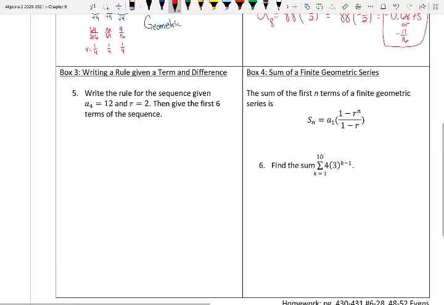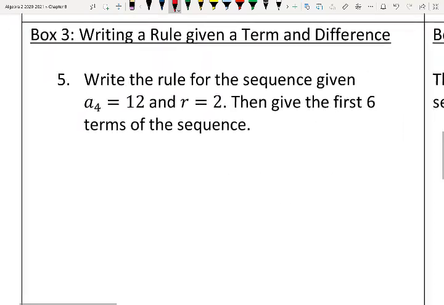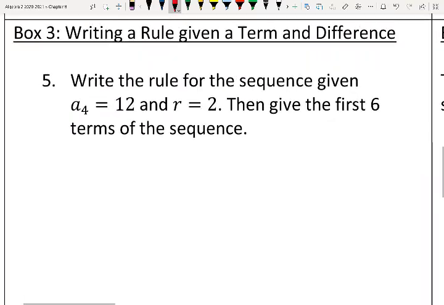All right, over here to box number 3. Box number 3, very similar to box 3 yesterday. We are now trying to write the equation of our sequence, our rule for the sequence, given some random term in the sequence and knowing what the pattern is. So in this case, for number 5, I'm given that my 4th term is 12, and that my common ratio, my multiplier, is 2. They want us to first write the rule for the sequence, and then tell us what the first 6 terms of the sequence are.